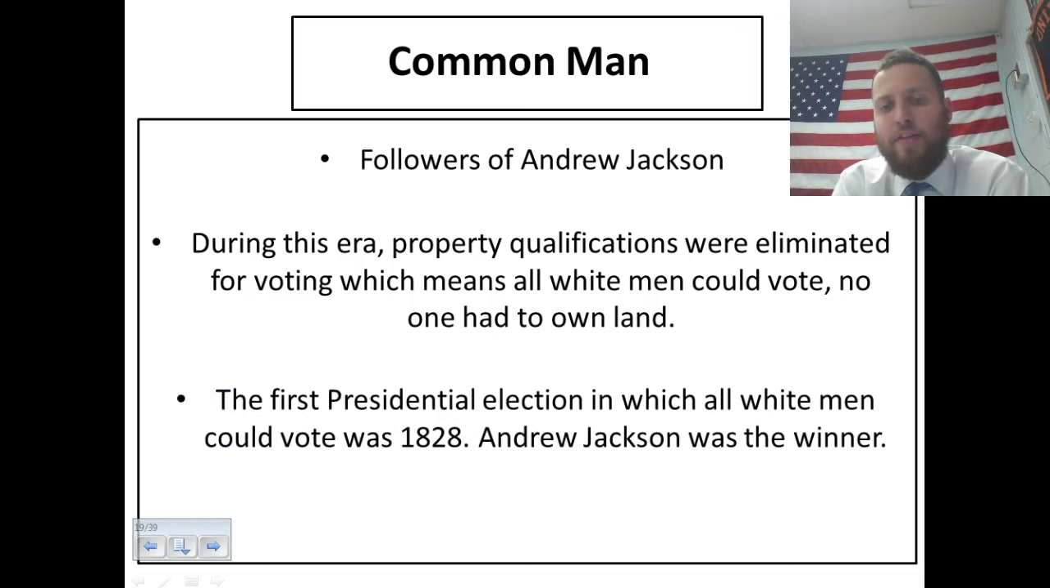Last thing. The first presidential election in which all white men could vote was 1828. Who won? Andrew Jackson. Because the common man viewed Andrew Jackson as their kind of guy. A military guy, not a college guy. A Western guy, not a slick Eastern guy. 1828, election of the common man. You love it? Don't have to own land to vote anymore.